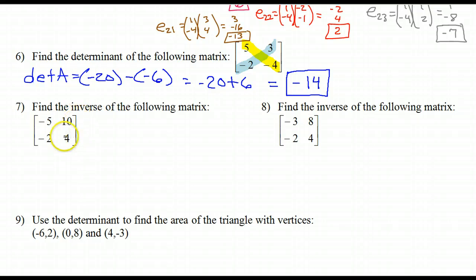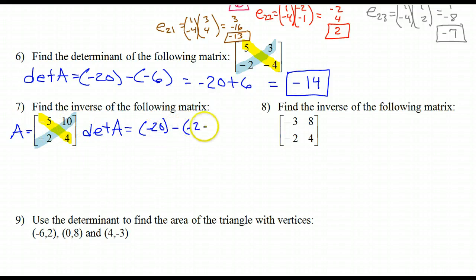How about number 7? We're supposed to find the inverse of this matrix. And again, let's call it matrix A. But before we can find the inverse, we have to start with the determinant. You need the determinant to make the inverse. So the determinant of matrix A is, again, down diagonal minus up diagonal. So when we do that, that's going to be negative 20 minus negative 20.